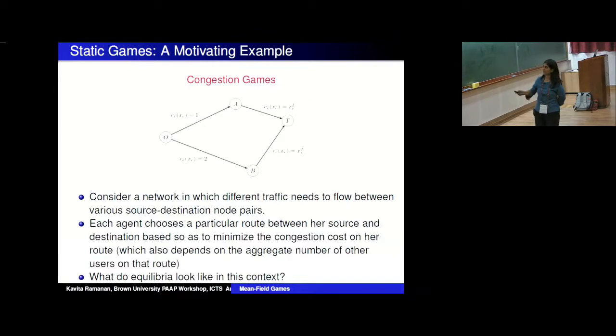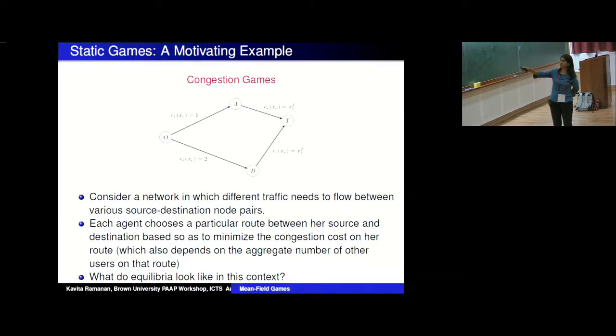This is informal. Each agent chooses a particular route between the source and the destination so as to minimize the congestion cost on the route. There is some congestion at each node, and you have to choose accordingly. The congestion cost will depend on the aggregate number of other users on that route.